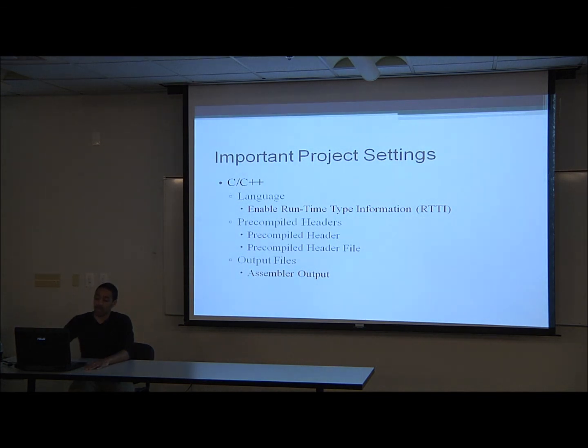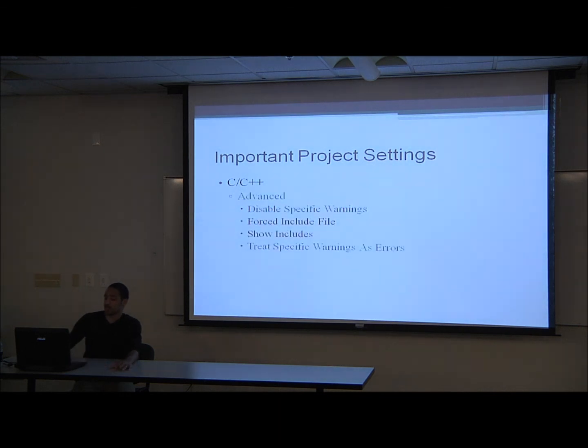Runtime type information, a lot of people turn that off. It's under language. The really important one is precompiled headers. We're actually going to show precompiled headers and create them. Basically, you use one file to create your precompiled header, and everything else uses it. What this does is it speeds up compilation times even more. Because something like DirectX or Windows, these really big files that aren't going to change, you don't want to recompile them every time. So you precompile them and just use them everywhere. And I already mentioned the assembler output.